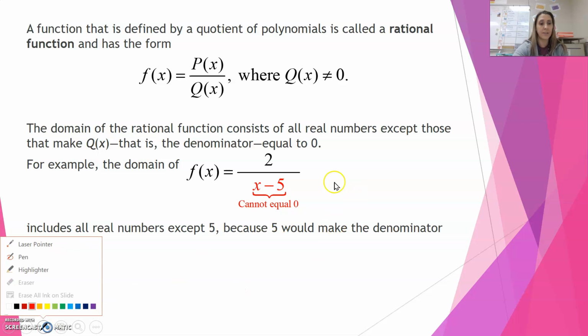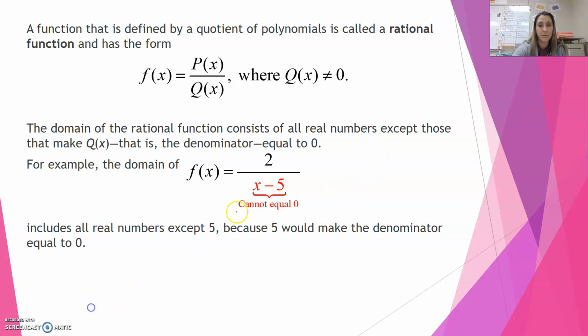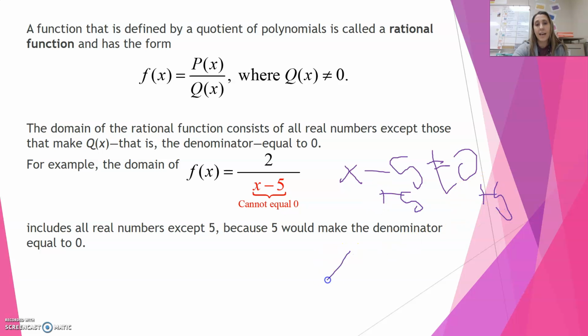So x minus 5 cannot equal 0. We're going to add 5 to both sides, and we get x cannot equal positive 5. That is because 5 would make the denominator 0. 5 minus 5 is 0, and we can't have that. That's undefined.